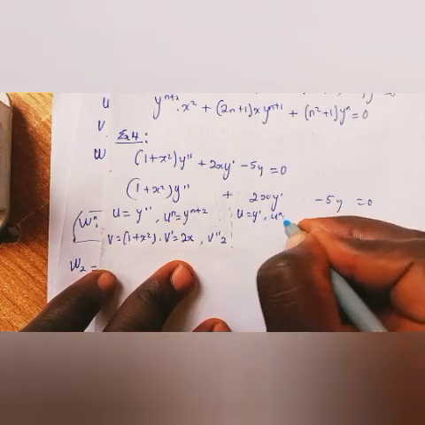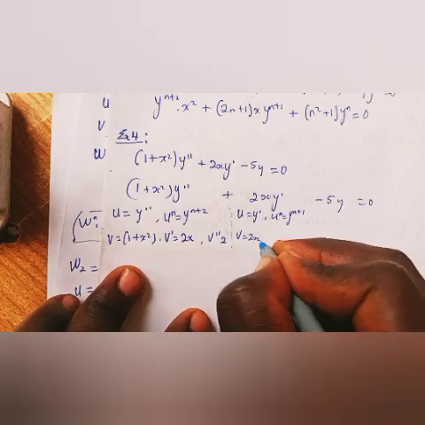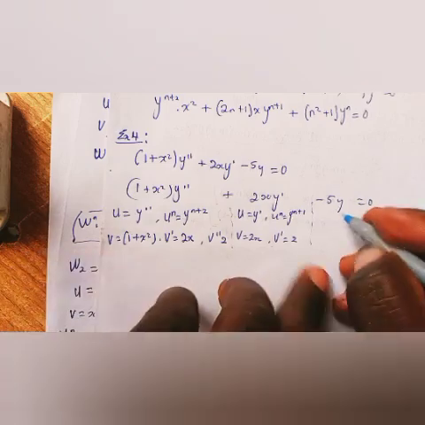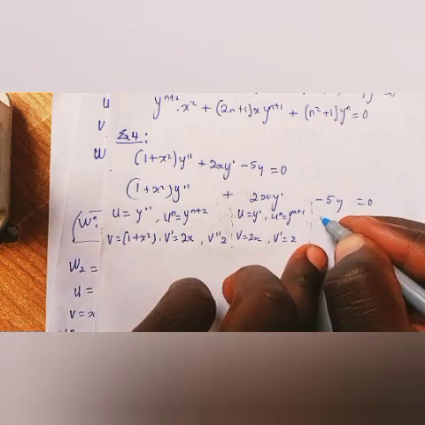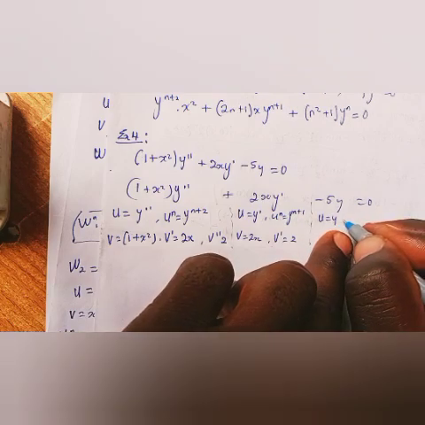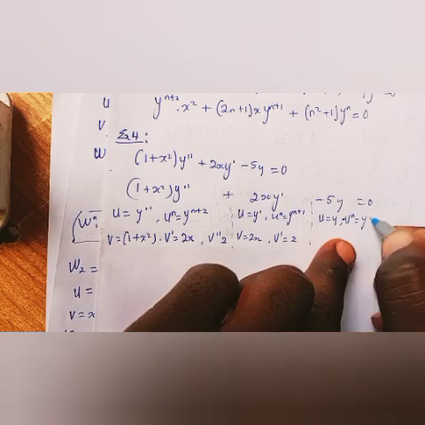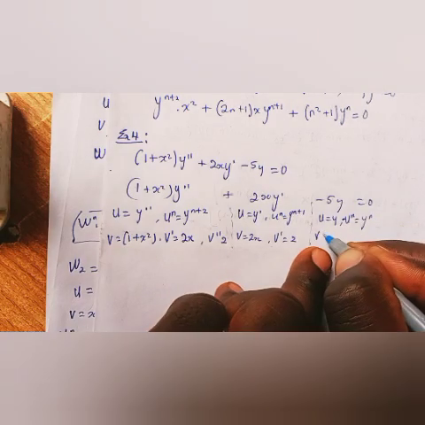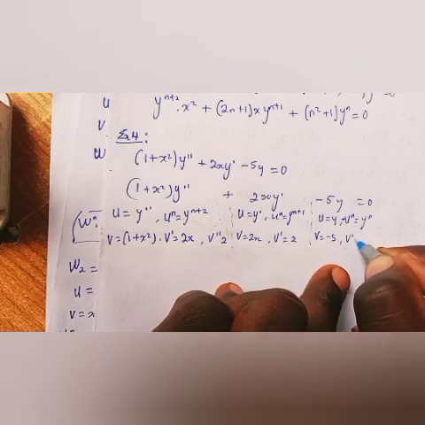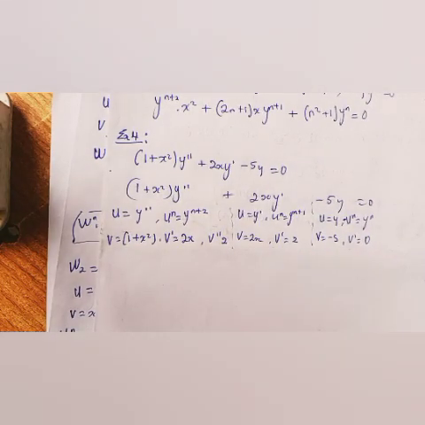From here now, my u equals to y prime. Then un will give me yn plus 1. My v equals to 2x, v1 gives me 2. In this case now, I can call this my u equals to y. Then my un equals to yn. V equals to minus 5. Then v1 equals to 0, so if I differentiate it, I will have 0.